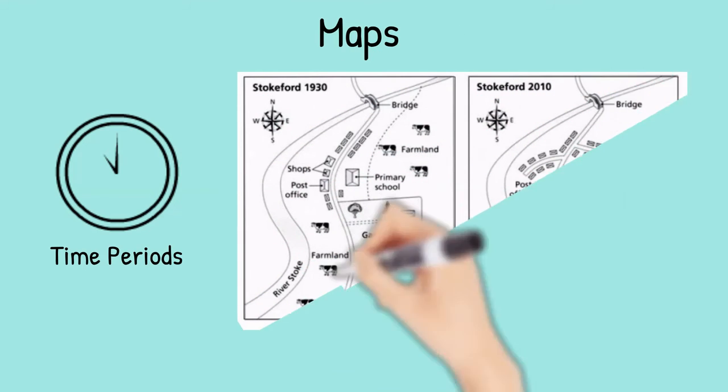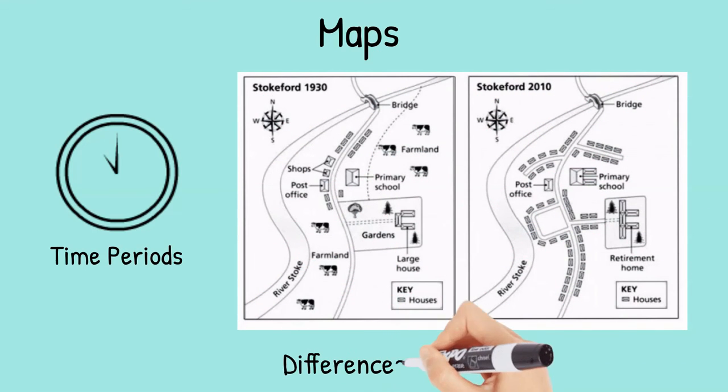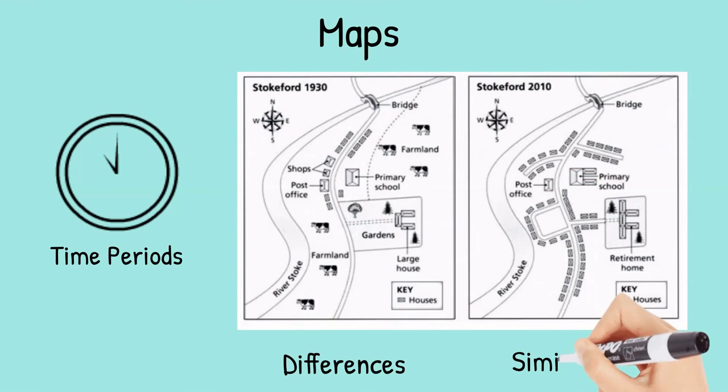Next, what are the main differences between the maps? What features have disappeared? What new features are in their place? Next question is, what features have remained the same over the time period? Although the location on the maps will have undergone major development, some features will probably remain unchanged.